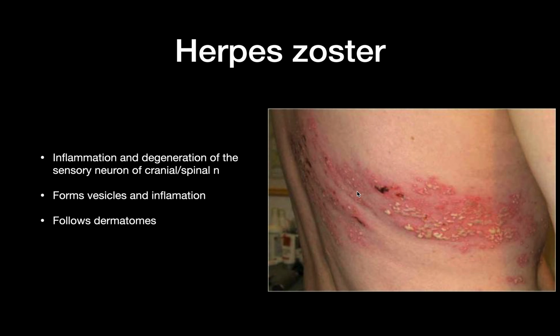It usually follows a few days after the very first skin eruption, and this happens to anybody who's caught chickenpox. So please vaccinate your children. We don't want them having shingles when they get older.